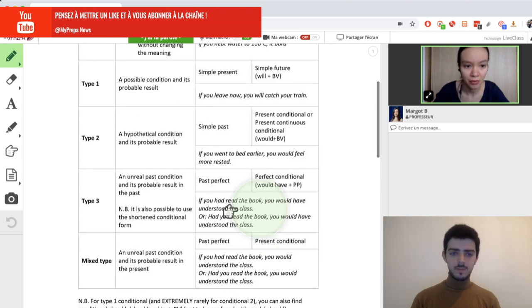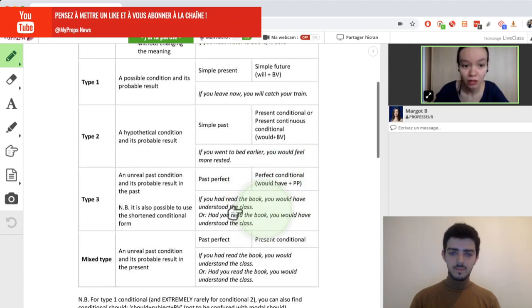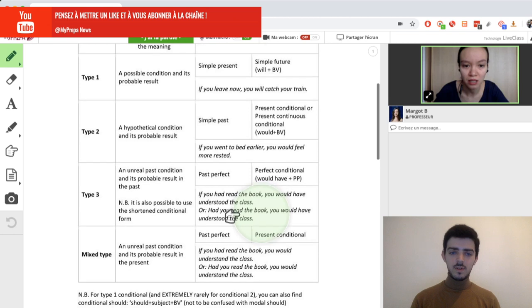Type 3 is when you're talking about an unreal condition in the past and its probable results in the past. Then you have past perfect, if you had read the book, and perfect conditional, you would have understood the class. You have a little bit of a variation that you can use. However, it is more formal, so when you use it, you should bear in mind that it is more formal. Had you read the book, you would have understood the class. So the structure is had plus subject plus the verb.